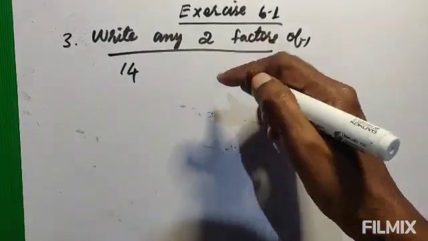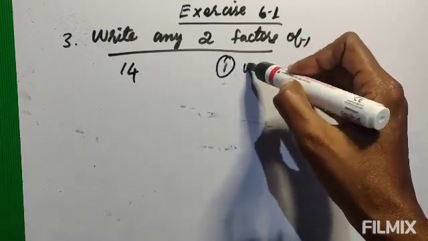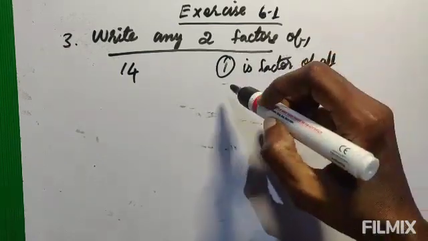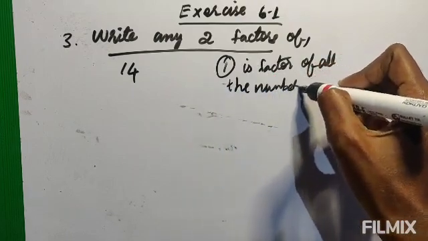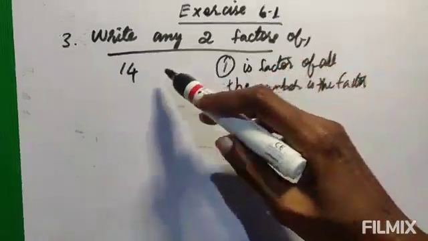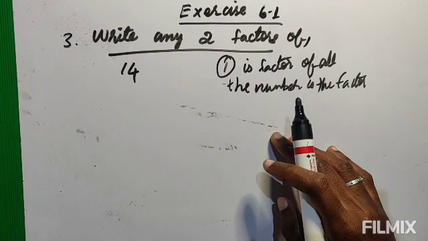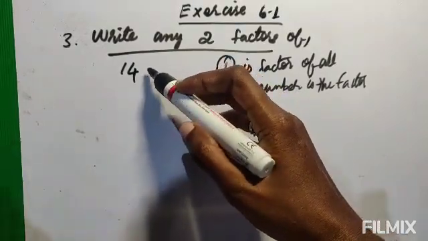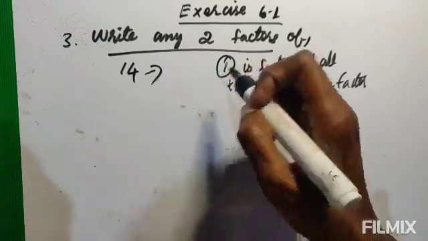Here itself I had already given the properties of factors. I told you, one is the factor of all numbers, and the number itself is a factor. So for any number, if they ask for factors, you can write 1, and another factor, you can write the number itself. So why do you need to calculate? No need to calculate. Use your brain, very easily you can write.